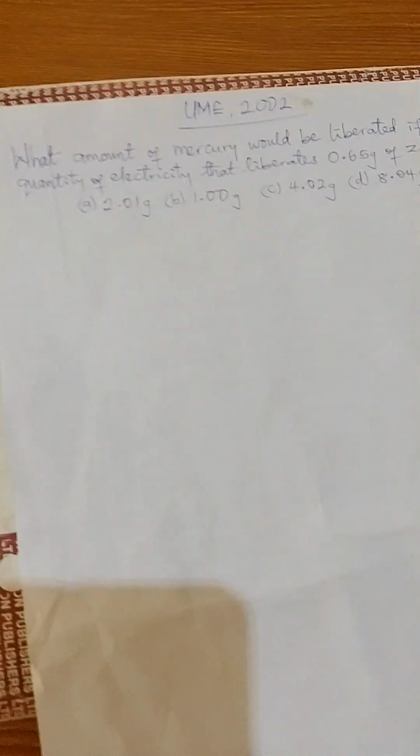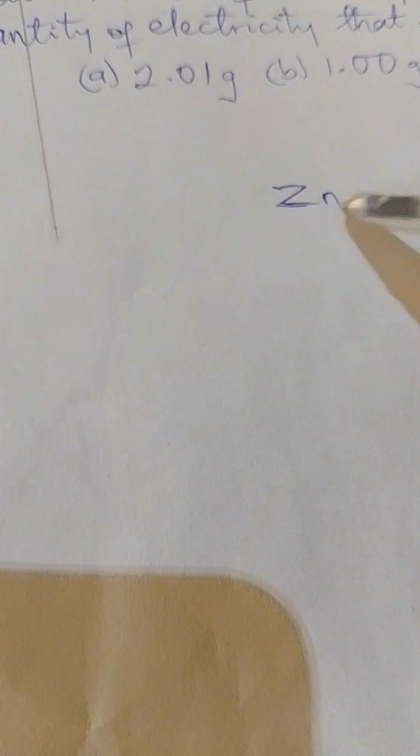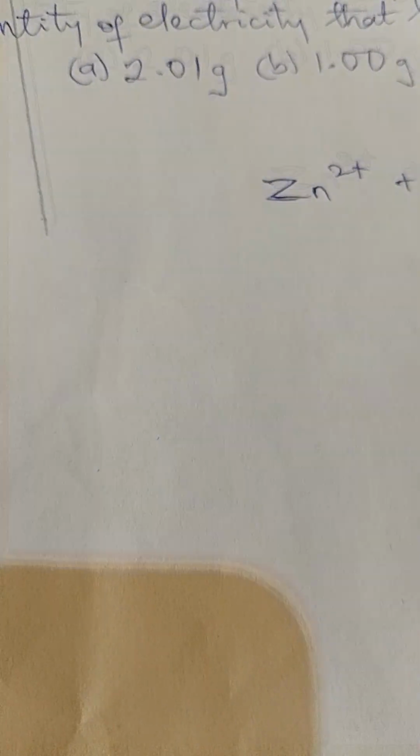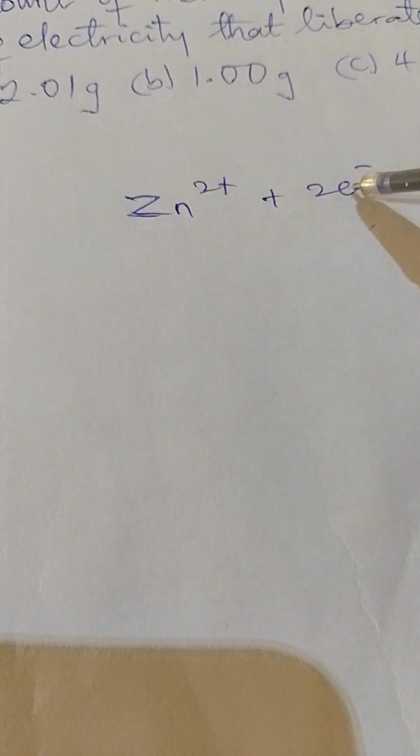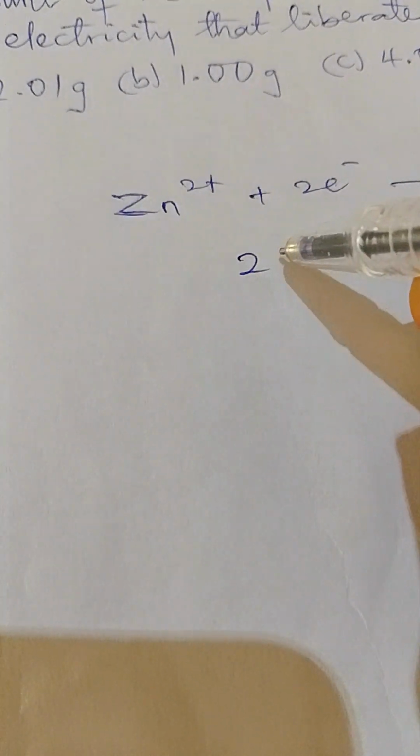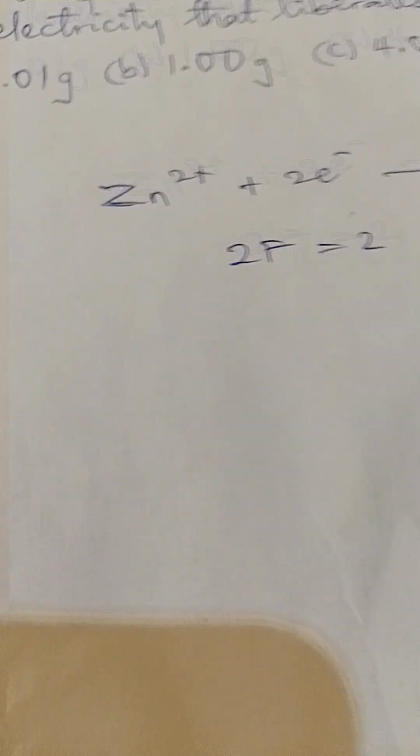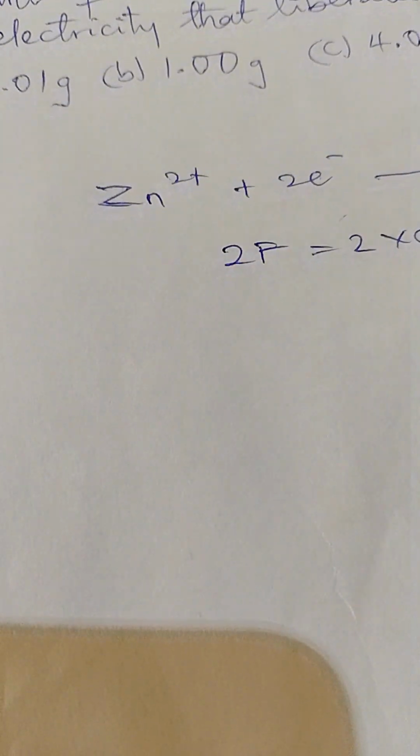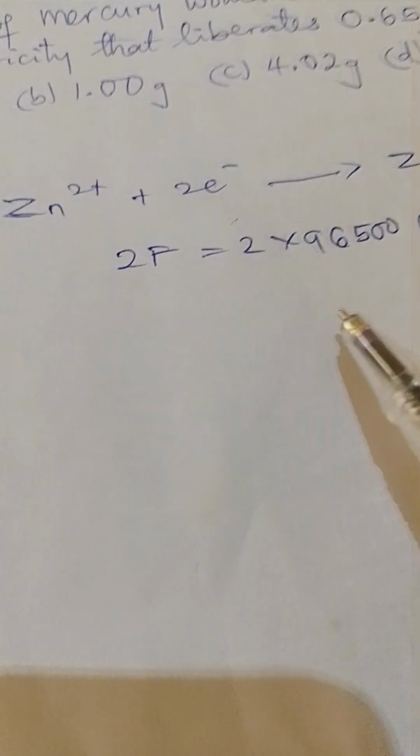Okay, so now what do we do? You have to write the cathodic equation first. And how do I go about that? Zinc is 2 plus, and that will gain 2 electrons to give you zinc. You already know that, right? So that means there are 2 electrons here, and most times electrons represent Faradays. That is 2 Faradays, and that's equivalent to 2 times 96,500 coulombs. You know that 1 Faraday is 96,500, and these 2 now represent this.